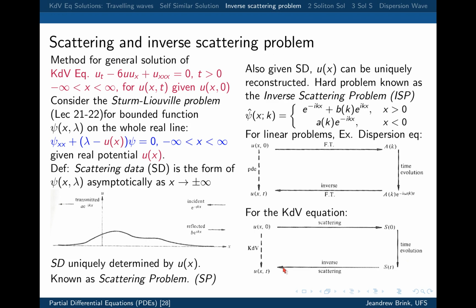Now, to see how the actual solitons start forming and what solutions are possible. Sorry, do you have questions here? Okay.